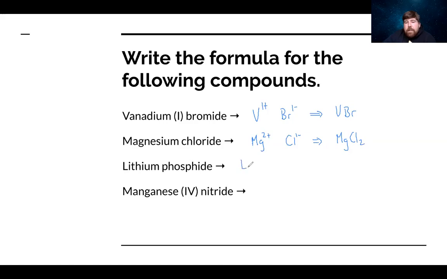Lithium phosphide would be: Li has a charge of 1+. Phosphorus has a charge of 3-. Once again, I get these from their placement on the periodic table. When I bring these together, this will be Li3P.